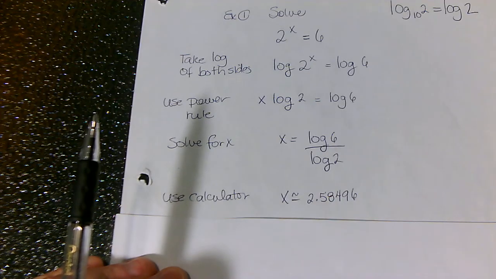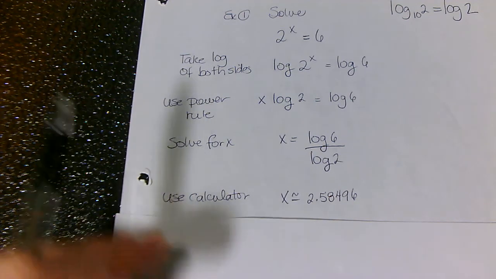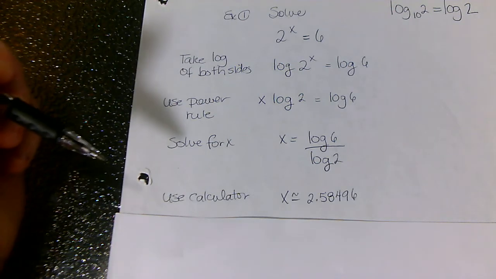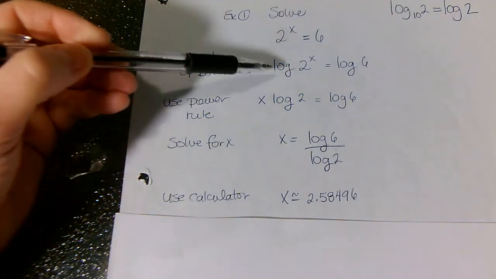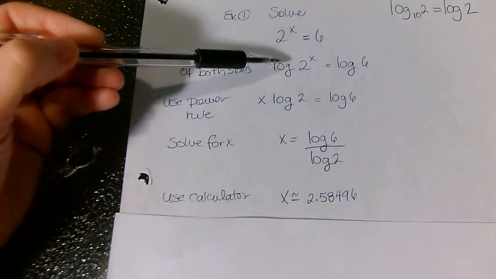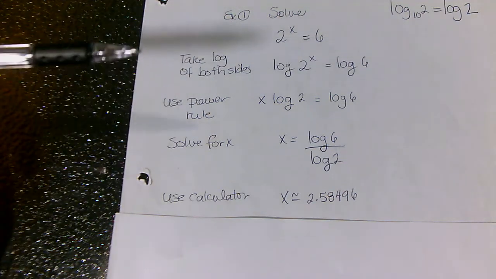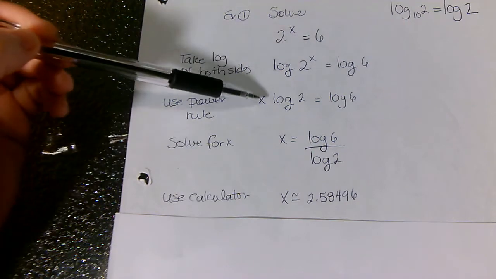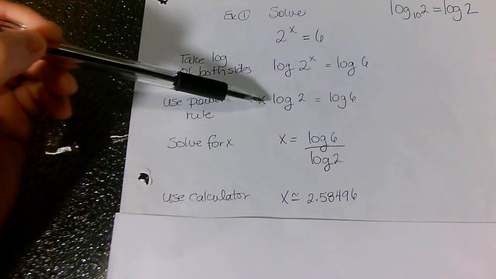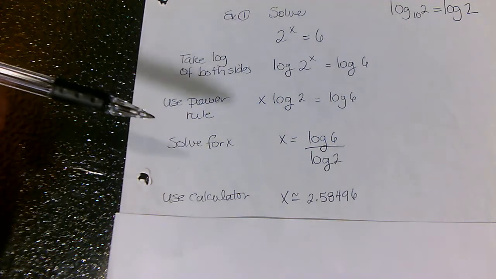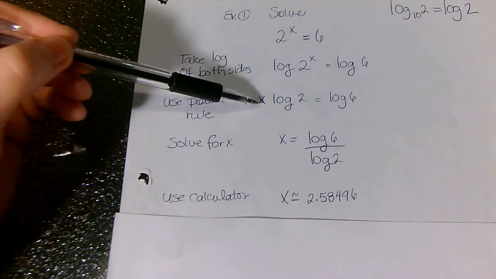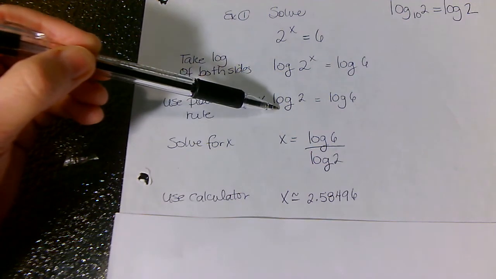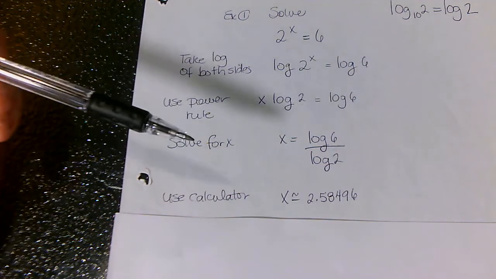So now I'm going to look at some solving problems, exponential equations, and whenever I have an x up in the exponent and it says solve, what I can do is take the log of both sides. So I take the log of this side, I take the log of that side, that keeps the equation balanced. Then I'm going to use my power rule, which says I can bring that x down in front. So I have x log of 2 equals log of 6. Then my goal is to get x all by itself. So I'm going to solve for x by dividing this side by log of 2, but then I need to divide that side by log of 2.